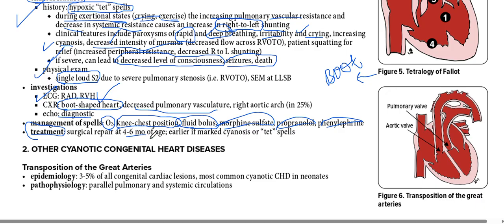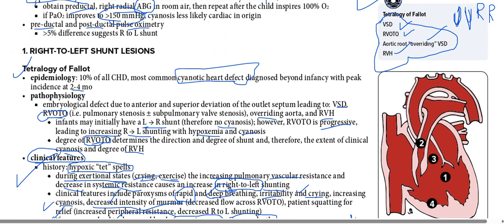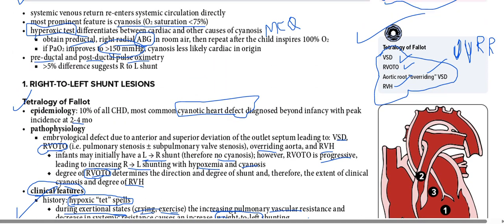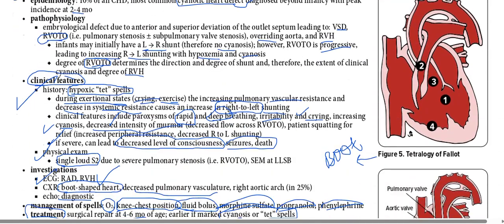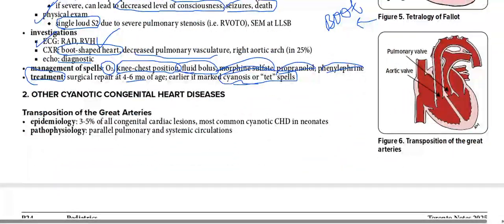And surgery can be done at 4 to 6 months of age, earlier if marked cyanosis or TET spells. Alright, so what we need to remember in right to left shunt lesions is tetralogy of Fallot. So there will be cyanosis or TET spells. Treatment is with symptomatic management and then specific management with the help of surgery.